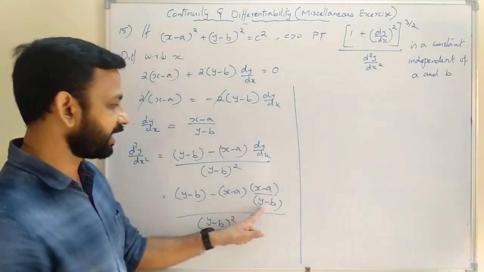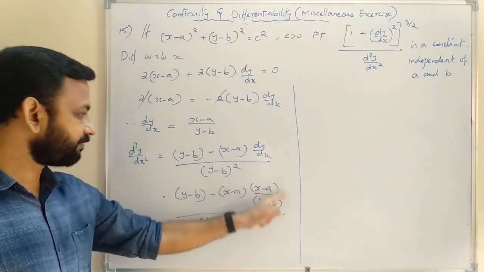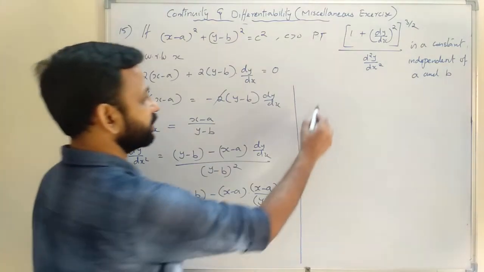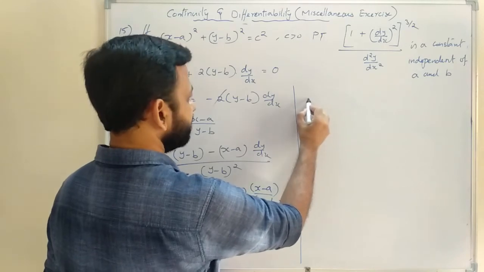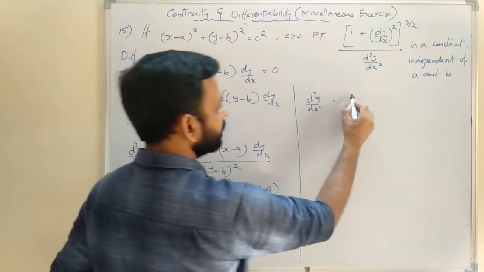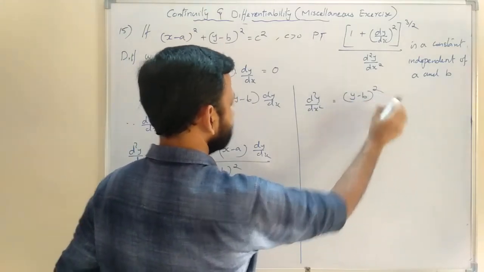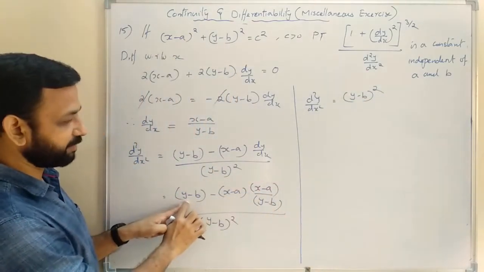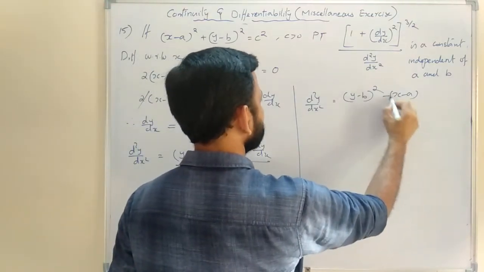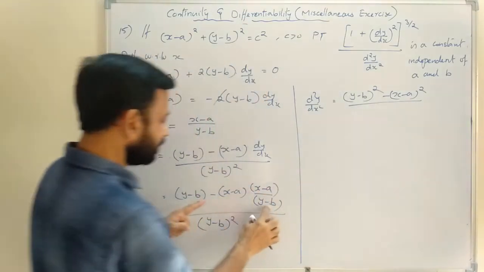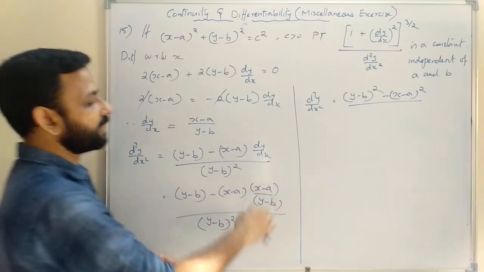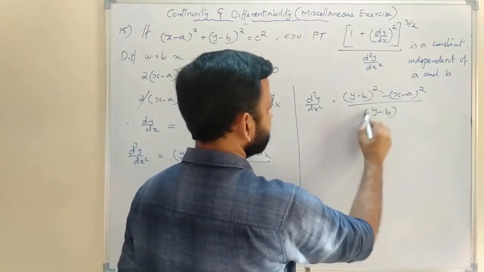Again we will take the LCM in the numerator. So when we take the LCM here, (y minus b) into (y minus b), that is (y minus b) whole square. That is, d square y by dx square is equal to (y minus b) whole square plus (x minus a) whole square divided by (y minus b), again (y minus b) whole square. So we can combine them. That is (y minus b) raised to the power 3.